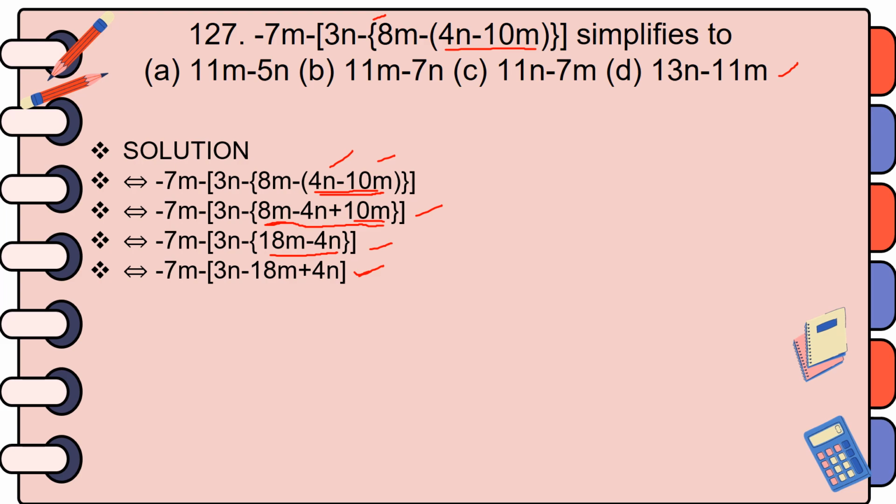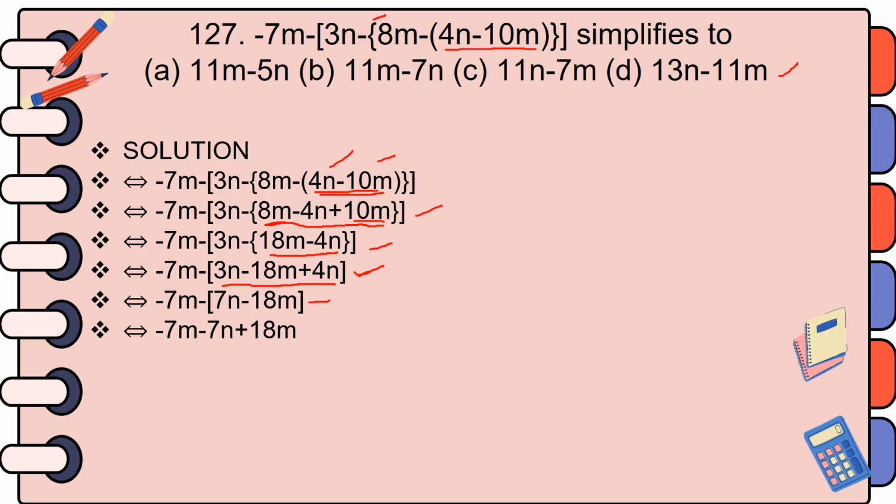Now we have 3n minus 18m plus 4n in a bracket. You have here similar terms, 3n and 4n. You can add the two together and it becomes 7n minus 18m. And you have minus 7m minus, in a bracket, 7n minus 18m. Now again, distribute the negative sign to both 7n and minus 18m. Then the bracket will be cancelled out.